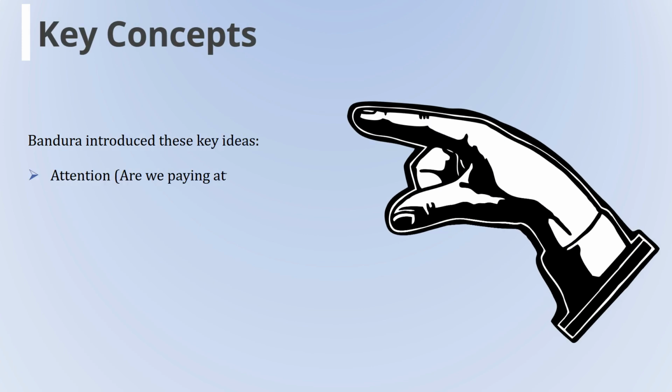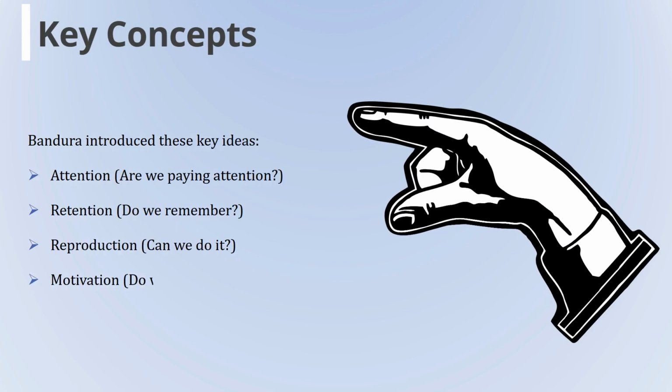Bandura introduced four key processes in learning. One is attention. Are we paying attention? Two is retention. Do we remember what we observed? Three is reproduction. Can we perform the behavior? And four, motivation. Do we want to do it? All these steps must happen for learning to be successful.